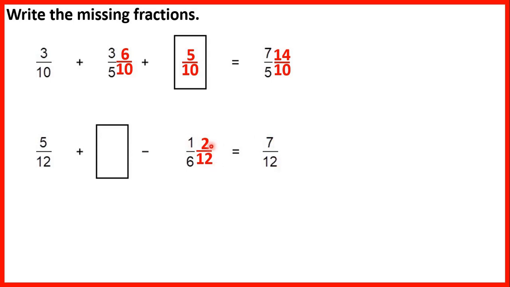So before we subtracted the 2/12, we would have had 9/12. Our denominator will be 12, and 5 plus 4 is 9, then 9 minus 2 is 7, so our missing fraction is 4/12, which we could simplify to 1/3 or 2/6.